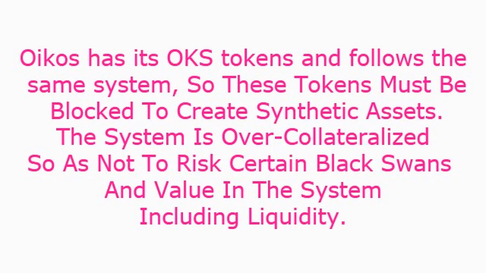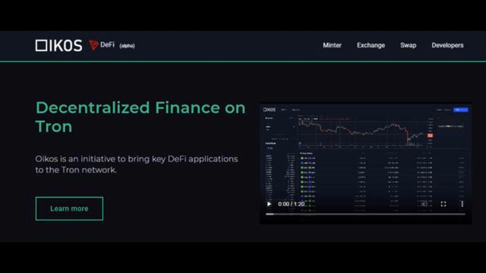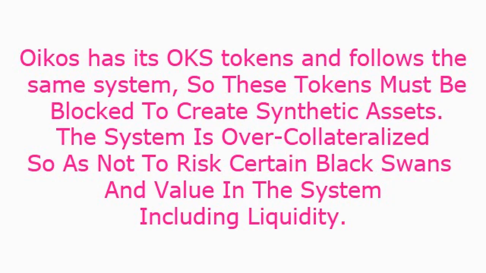OIKOS has its OKS tokens and follows the same system. So these tokens must be blocked to create synthetic assets. The system is over-collateralized so as not to risk certain black swans and value in the system, including liquidity.